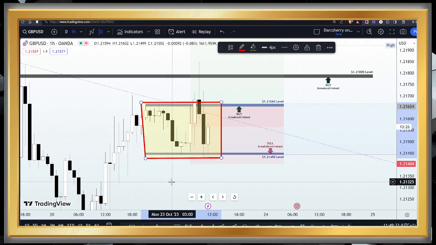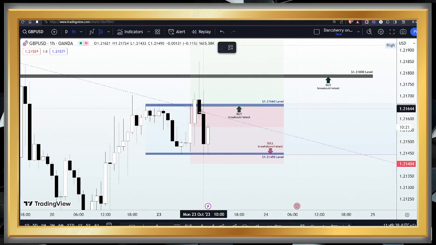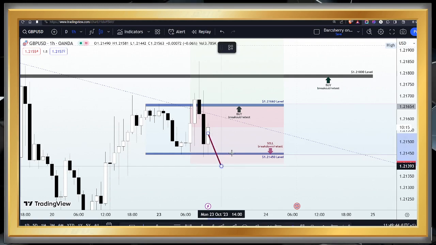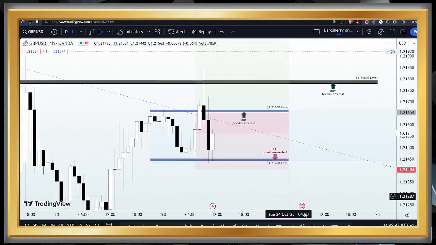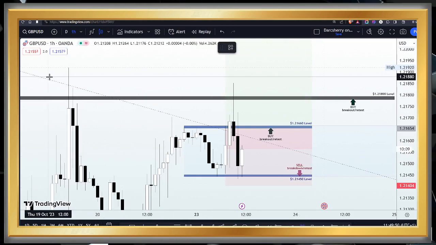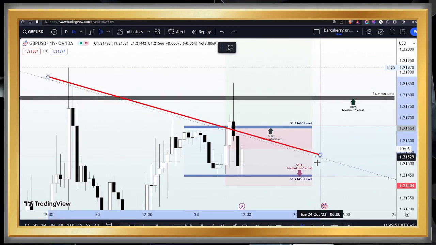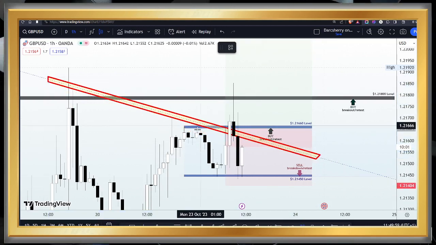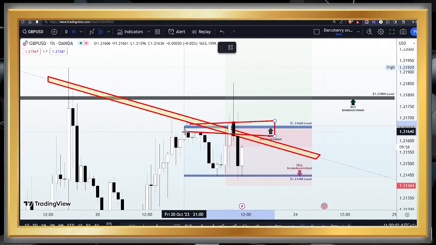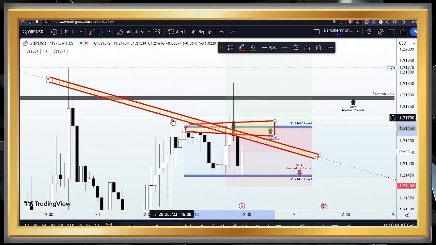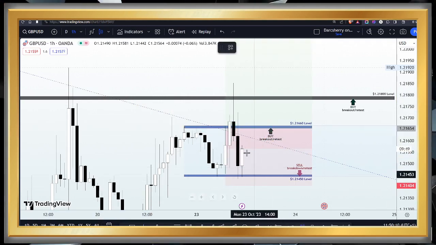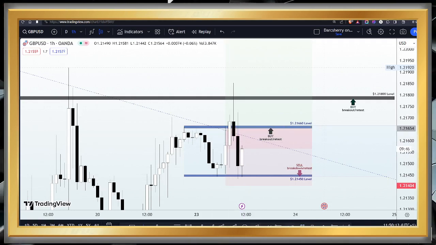Whenever we have this kind of range, we do want to exercise patience, waiting for either the breakout of the resistance line to give us an opportunity to buy, or the breakdown of the support line to give us an opportunity to sell. And don't forget that the descending trend line we spotted on the higher time frame is still right here, which interestingly shares a beautiful confluence with that channel and the resistance line we have here. Now, I already had a buy position running after I saw the breakout of the 1.21660, and of course that descending trend line here.